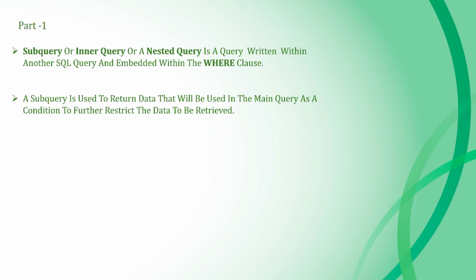So basically, subqueries return the data that you use in the main query, or you can say the outer query, and further restrict the data that you mentioned under the inner query, that data to be retrieved. And now let's understand the third point.